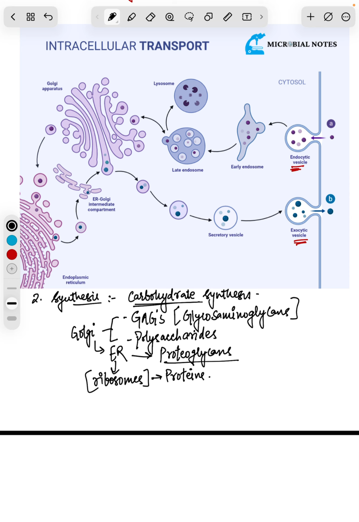So the Golgi apparatus is involved in cell secretion. Secretory vesicles are also shown here in this diagram, which break off the membranes and transport materials to the cell plasma membrane. So this is the cytosol, this one is the plasma membrane.